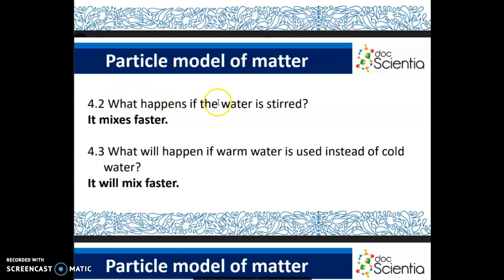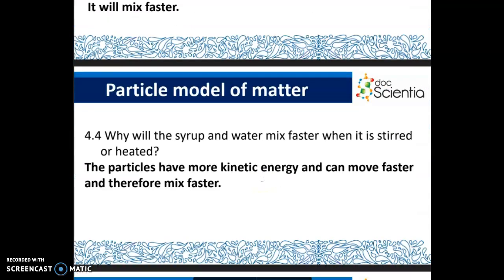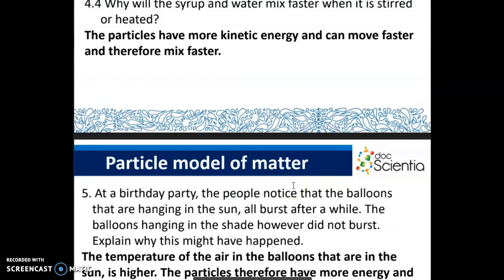4.2. What happens if the water is stirred? It mixes faster. 4.3. What will happen if warm water is used instead of cold water? It will also mix faster. 4.4. Why will the syrup and water mix faster when it's stirred or heated? The particles have more kinetic energy and can move faster and therefore mixes faster.